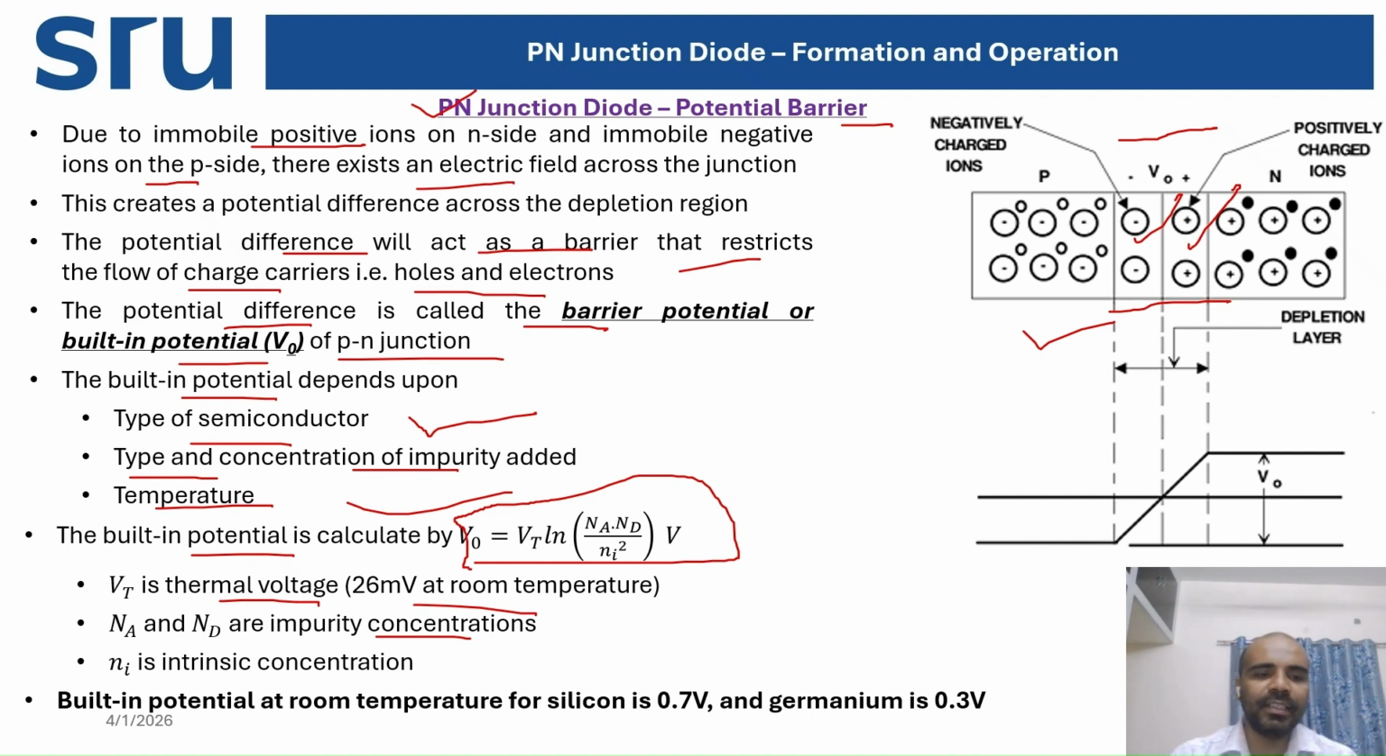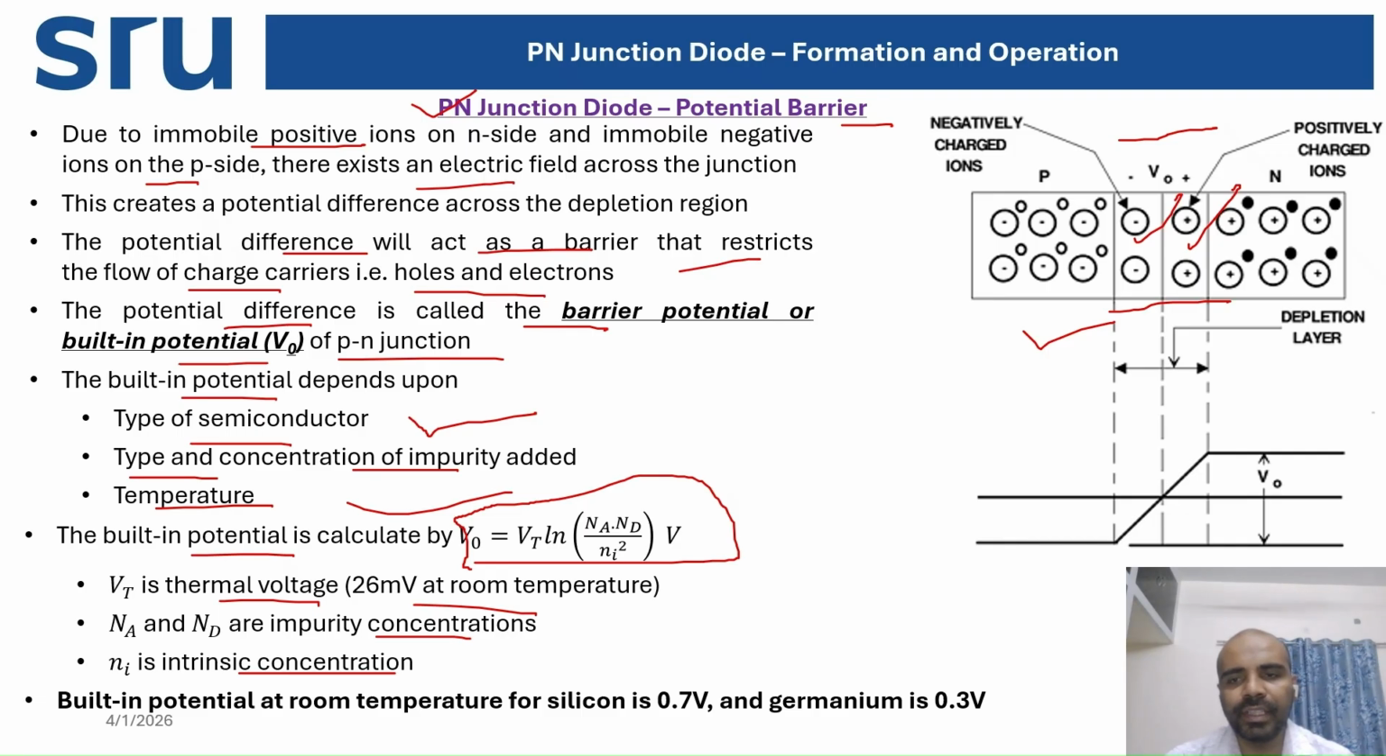So Ni is the intrinsic concentration of charge carriers, right? When there is no doping, then the intrinsic carrier concentration Ni is equal to n equal to p.